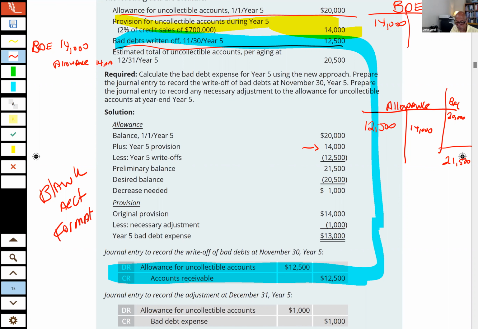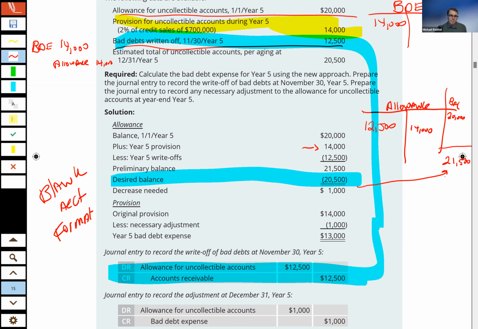Anyway, so you can't stop there. You have to do this analysis, and when they do an aging, whatever, and they determine that the desired balance is 20,500. Do I have too much or not enough? Do I have too much or not enough? Too much. I got too much.